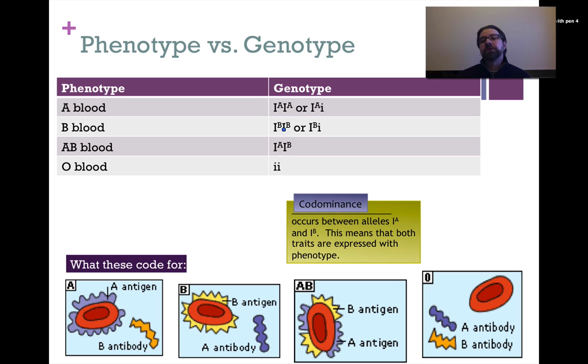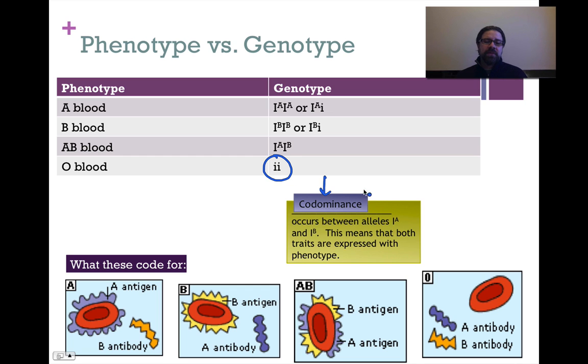With a B-blooded individual, you have IB IB in the homozygote, and in the heterozygote, you have IB lowercase i. Again, B being dominant over i. Well, how can you have two dominant genes? Well, we can see it in the next example. If someone has AB blood, their phenotype is AB. That means that they have a combination of IA and IB, and both of them are being expressed. So what that means is they are, this word down here, codominant. They each express themselves. Now, of course, there's one last phenotype where you have O blood, and O can only be a homozygous recessive of lowercase i.